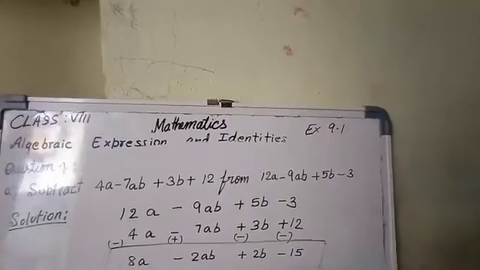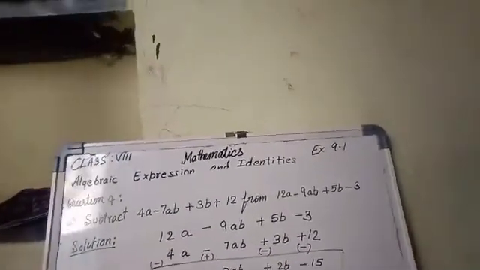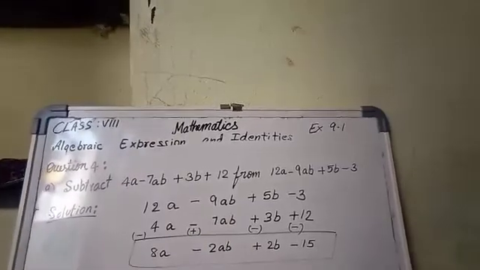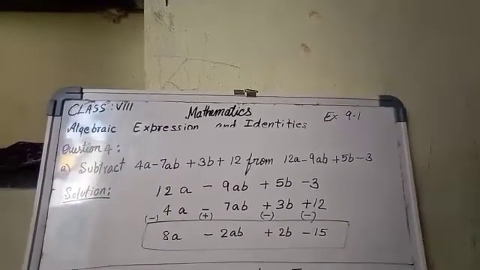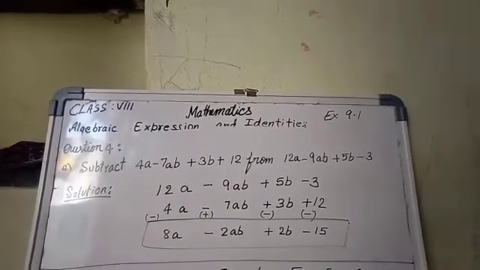Then here, minus minus becomes plus, so minus 15. The answer is over. So the difference is 8a. You have to conclude the answer: 8a minus 2ab plus 2b minus 15.